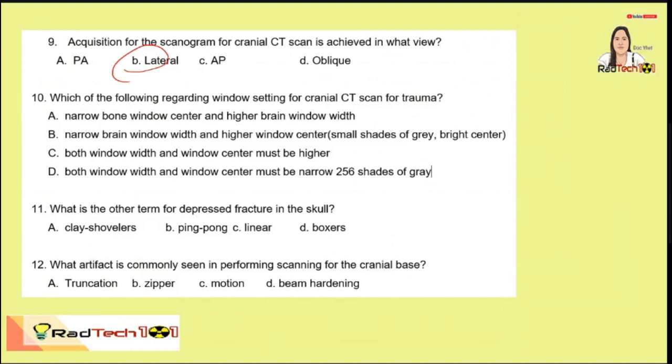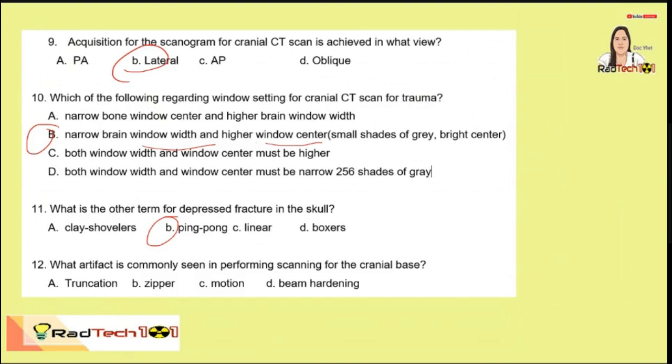Number 10, which of the following regarding window setting for cranial CT scan for trauma is correct? The correct answer is letter B. Narrow brain window width and higher window center, in order to present small shades of gray and bright center. So letter B is the correct answer. 11. Other term for depressed fracture in the skull is also letter B. So that is a ping pong fracture.